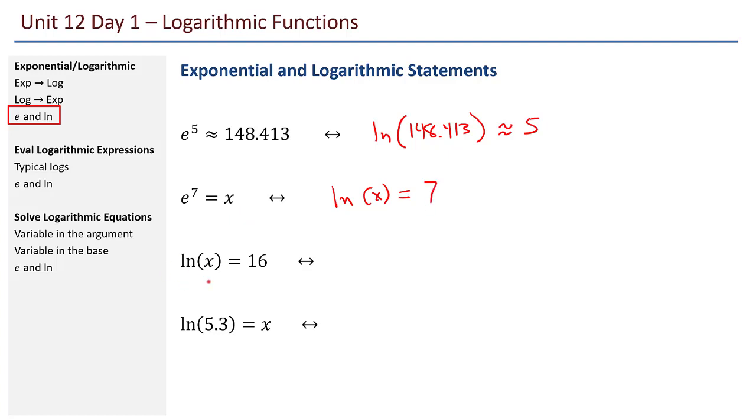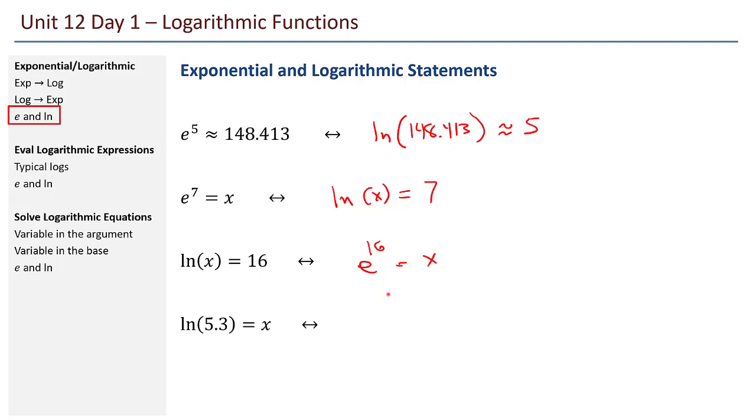If I start with the natural log, well, the inverse of natural log is e to the x, so I'm thinking e to the something. What goes in here? Well, in my original expression, x was the input, 16 was the output, so now I get e to the 16 as my input, and x becomes my output.